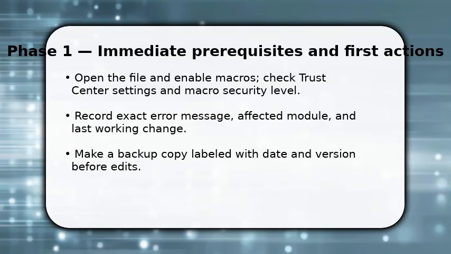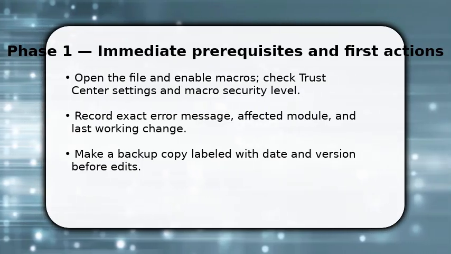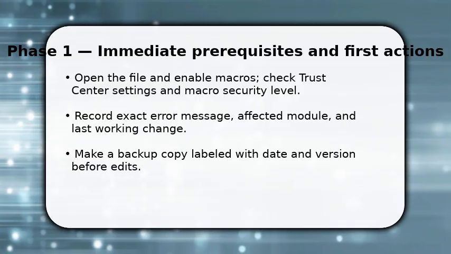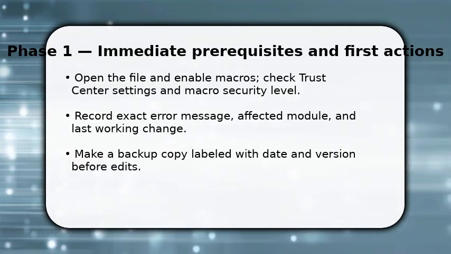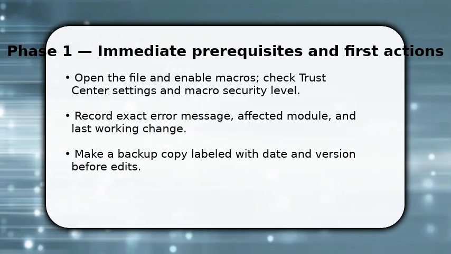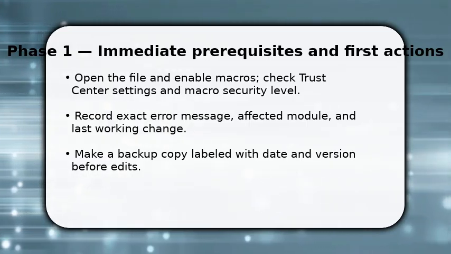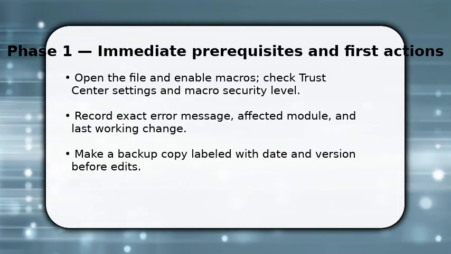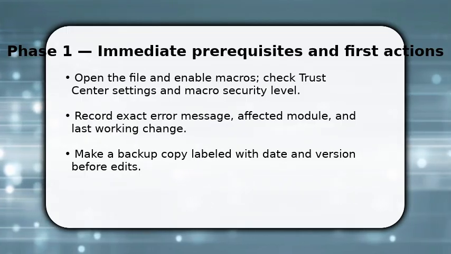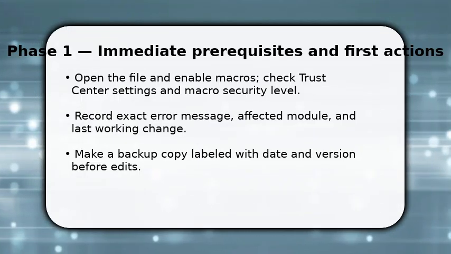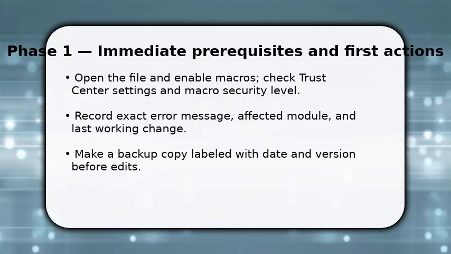Enjoy the video. You start by isolating the problem. Enable macros in Trust Center, then run the macro to capture the exact error text so you know what's failing. Once done, make a dated backup copy. This preserves a rollback point if edits break things. You should also note the module name and line number reported. These actions let you target the first fix quickly, rather than guessing, so you save time and avoid compounding errors.